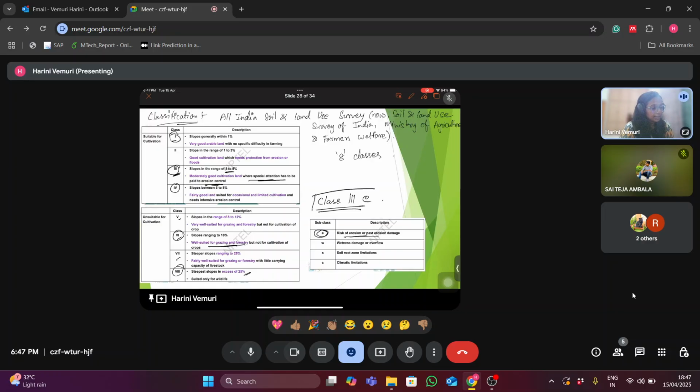So based on these subclasses, we'll get an idea: if it is W, wetness damage or overflow can happen. And if it is S, soil root limitation, so the roots of the soil cannot penetrate more than a particular depth. And C is climatic limitations. Based on the subclasses, we also get a better idea about the kind of land that is there in the field.